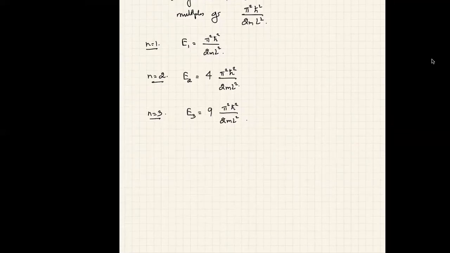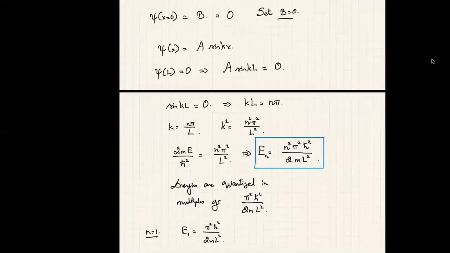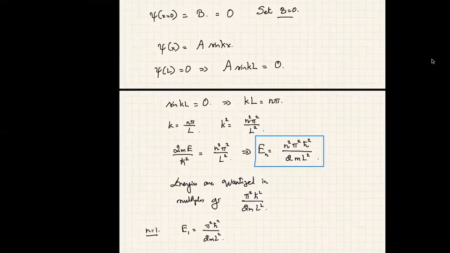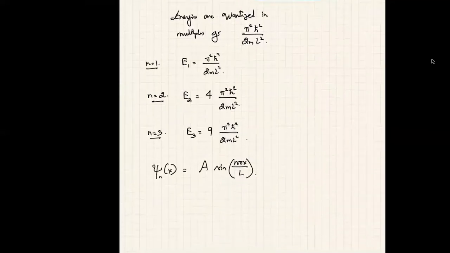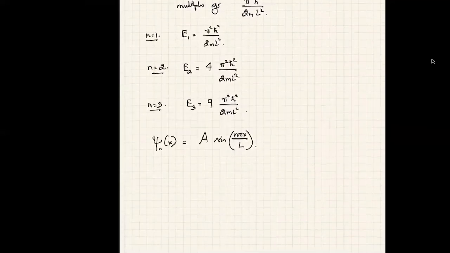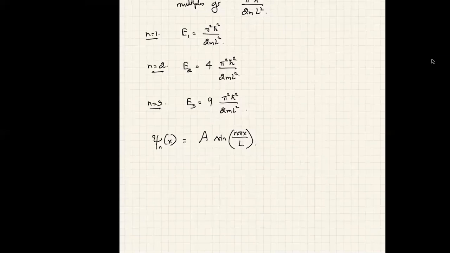But what are their wave functions? The wave functions are psi of x equals A sine n pi x over L, because the energies are quantized, k is just n pi over L. So A sine kx in this equation simply becomes A sine n pi x over L. So how do you determine A? You determine A by the normalization condition. So you demand that the particle has to be found somewhere between 0 and L.